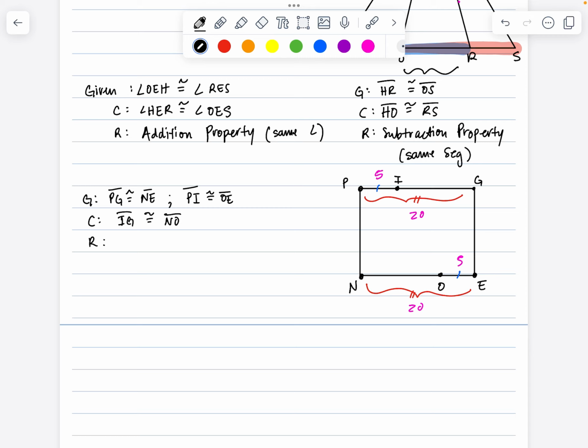And this time around, the reason is subtraction still, because we're going from something big to something small. Subtraction property, but are we subtracting the same segment? In this case, no, because they are different names altogether. PI is not the same. They have the same measure as OE, but they're not the exact same segment. So this would be for congruent segments.